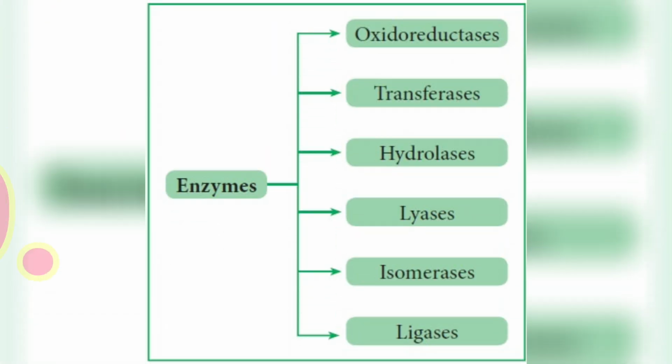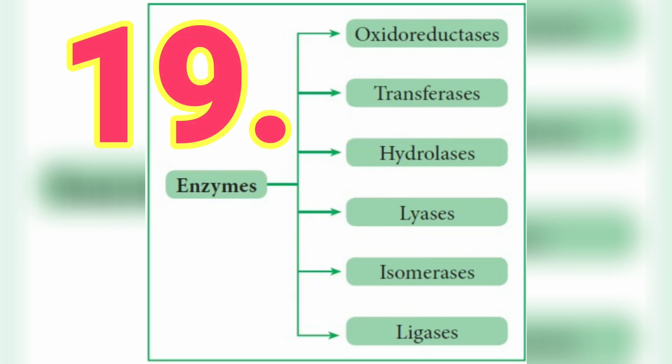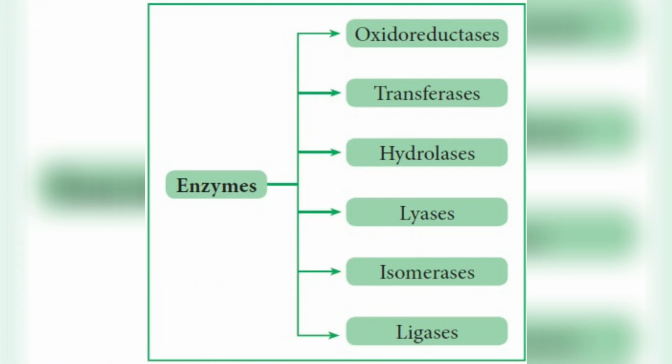The 6 classes are oxidoreductases, transferases, hydrolases, lyases, isomerases, ligases.